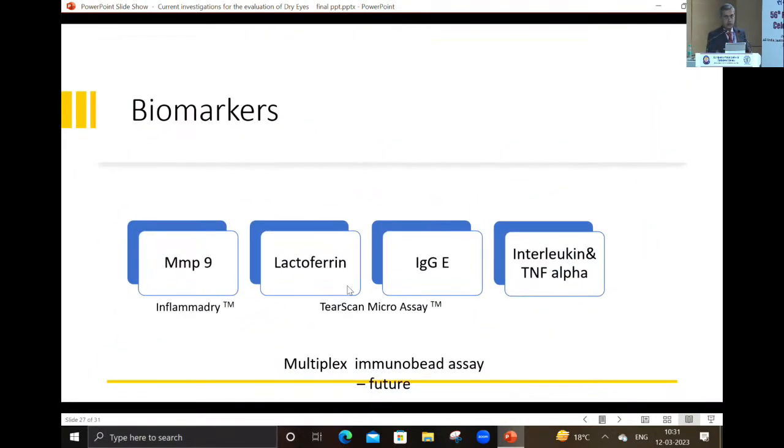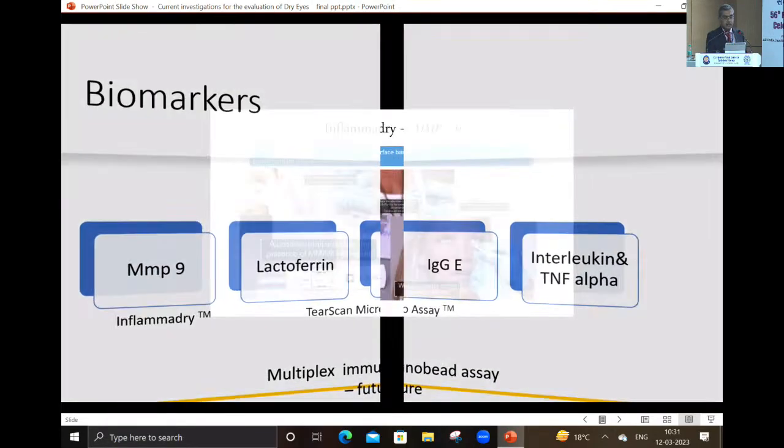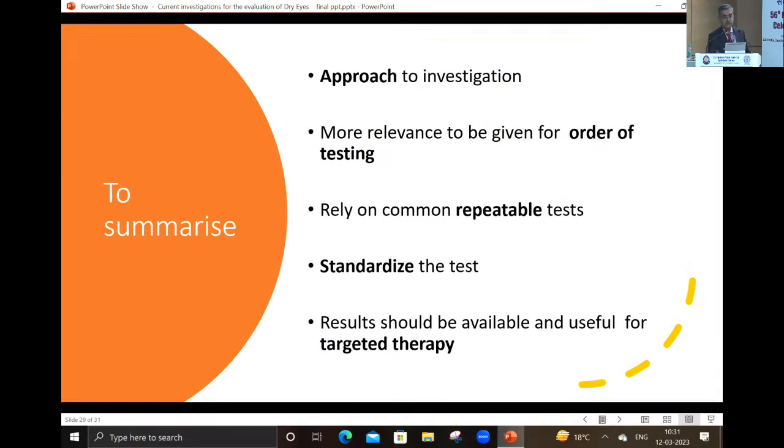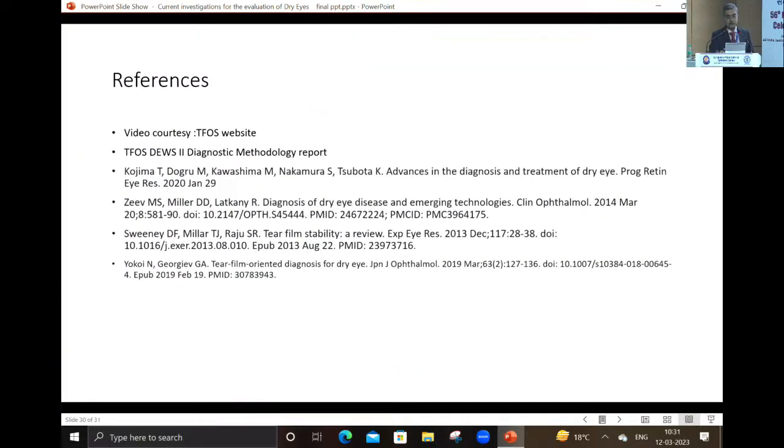And biomarkers, we already had a very good session on that, so I'll try to summarize by saying that the approach to the investigation is more important. That's the key of this topic, and it's the order, repeatability, and standardization of the tests, which help us in targeted therapy. Thank you for this opportunity.